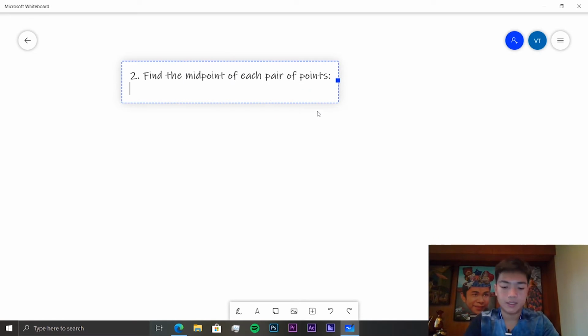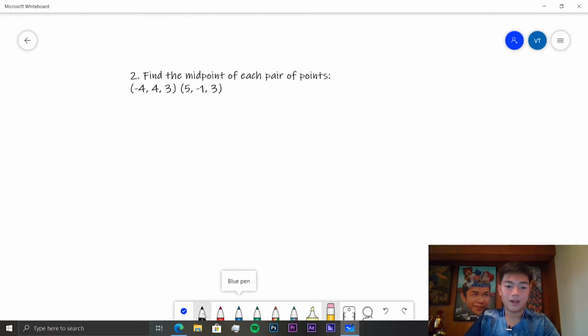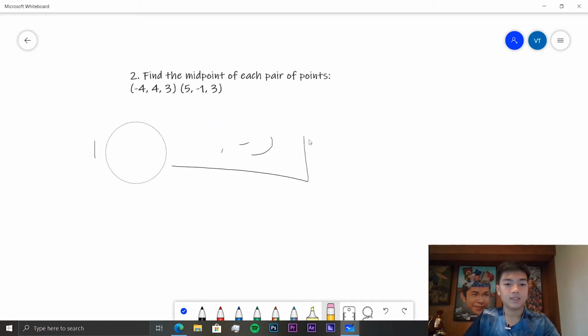First we need to find the midpoint of each pair of points. The first pair is -4, 4, 3, and 5, -1, 3. The average of -4 and 5 is going to be 0.5, so the midpoint will be 0.5. The average of 4 and -1 is going to be 1.5. And the average of 3 and 3 is just 3. So this is the midpoint of these two points. Okay. Next, we have the two points.